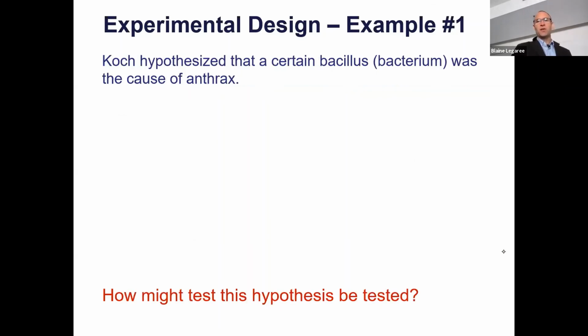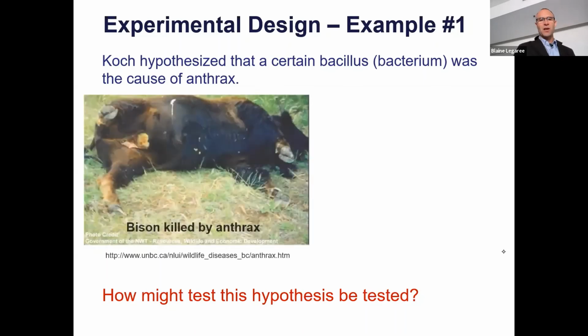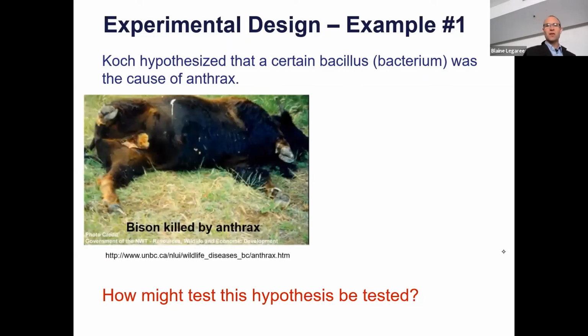So his hypothesis was that a certain bacillus, so a certain bacterium, is the cause of a disease called anthrax. So what is anthrax? It's something that infects animals, particularly animals that eat things from the ground. Bison are an example of animals that have had anthrax in Alberta in recent history. They dig up these endospores, and it gets up in their nose and in their lungs, and they get a disease in the lungs.